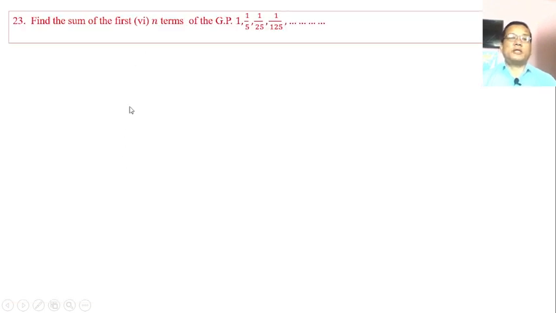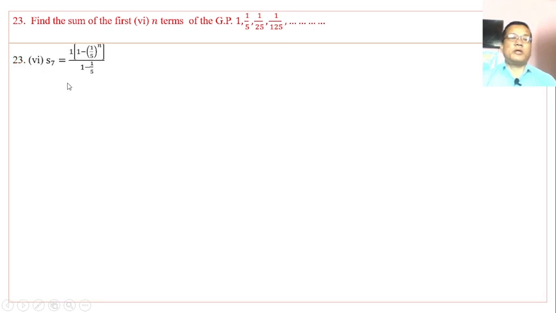Roman number 6, N terms of the GP. Here Sn, the first term is 1, and using the formula with 1 minus R, R is the second term divided by the first term, that is 1 by 5. Putting in the R value and the N value, we simplify the value.